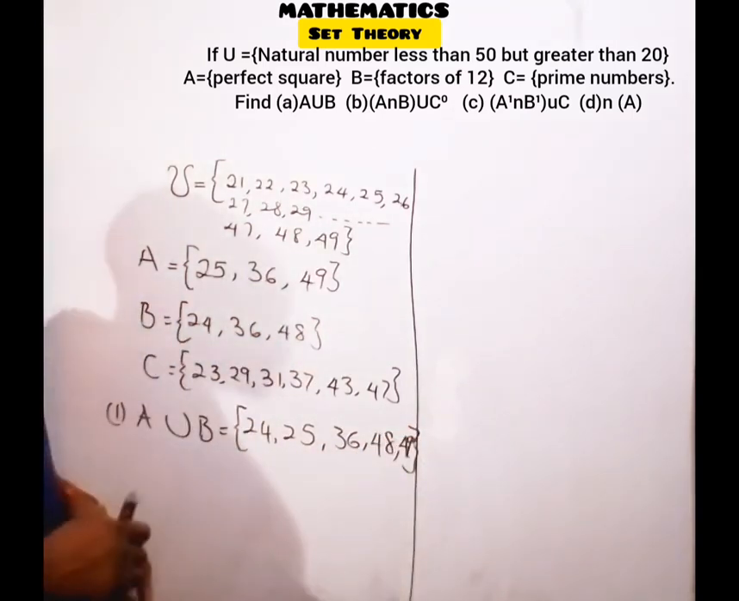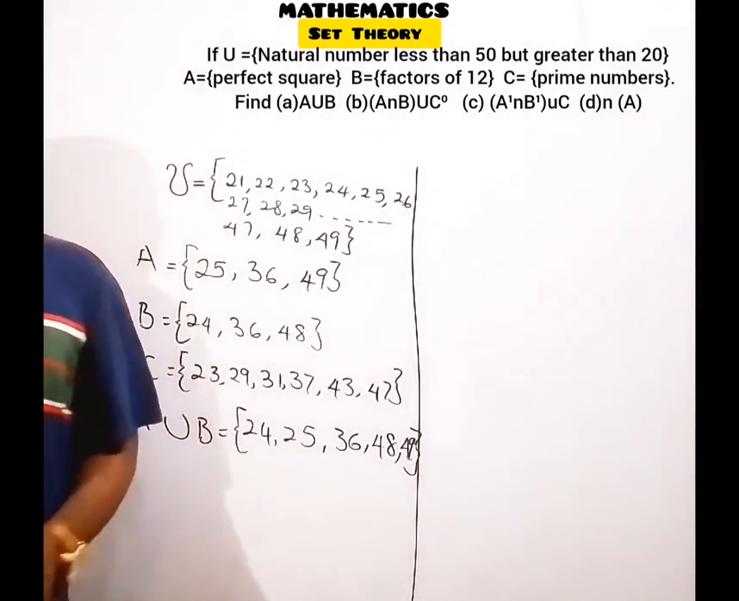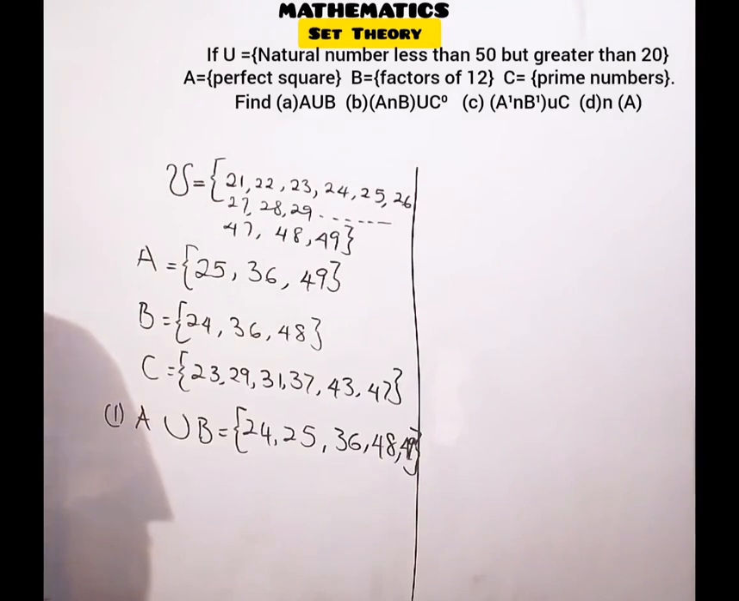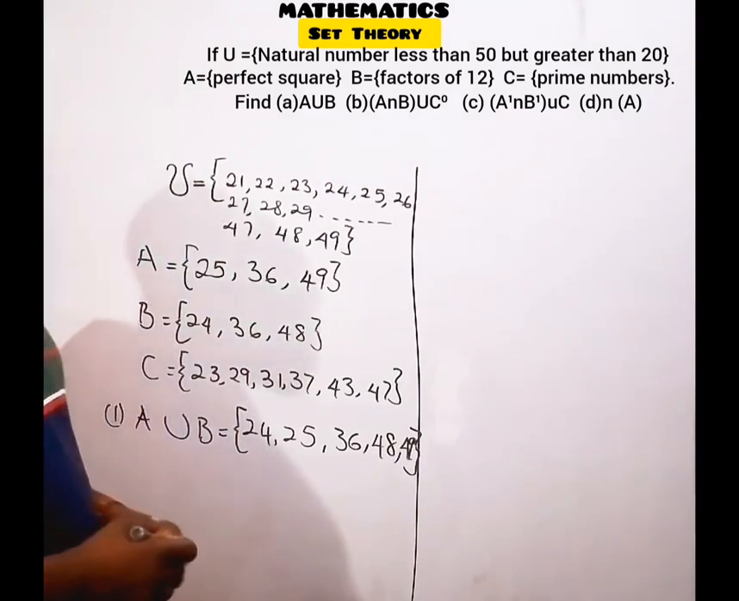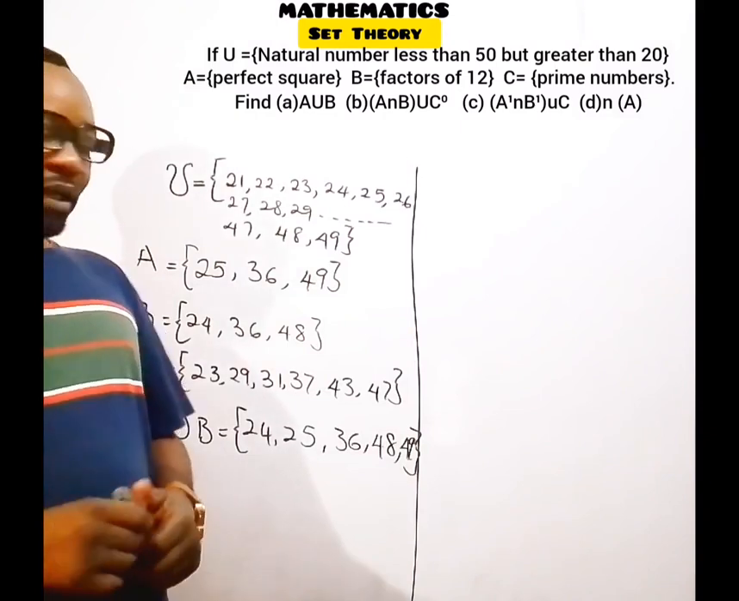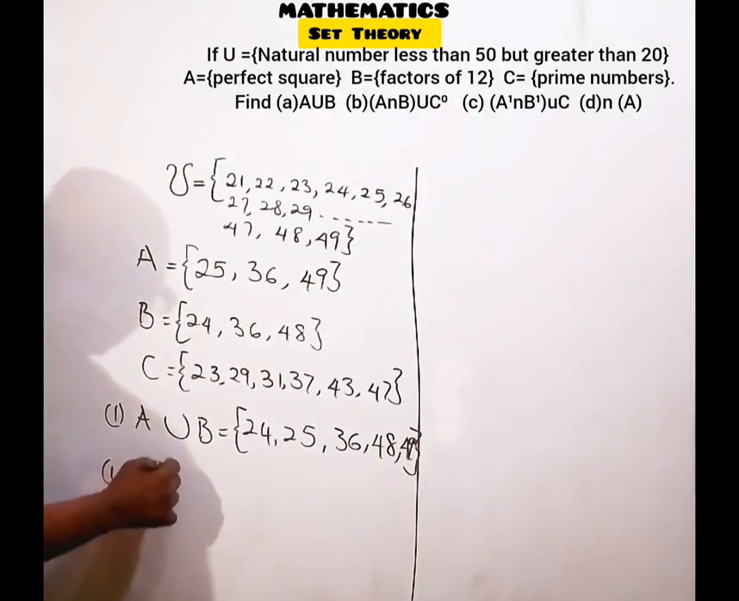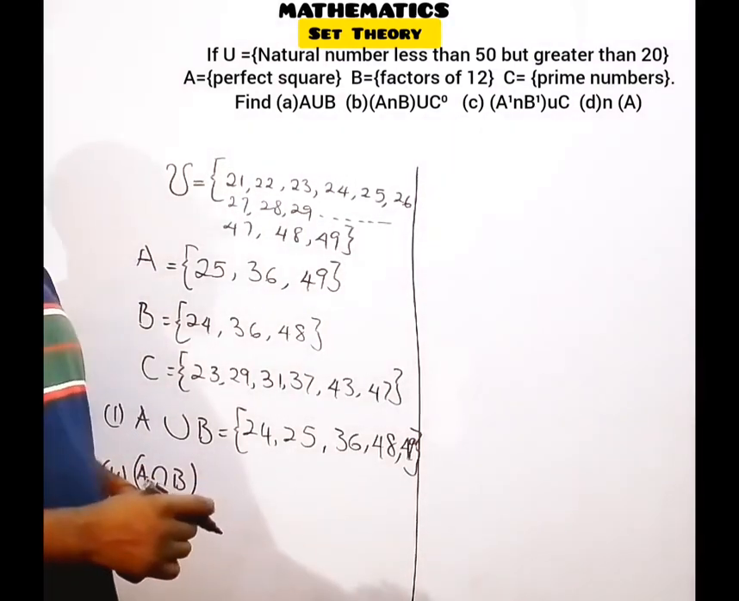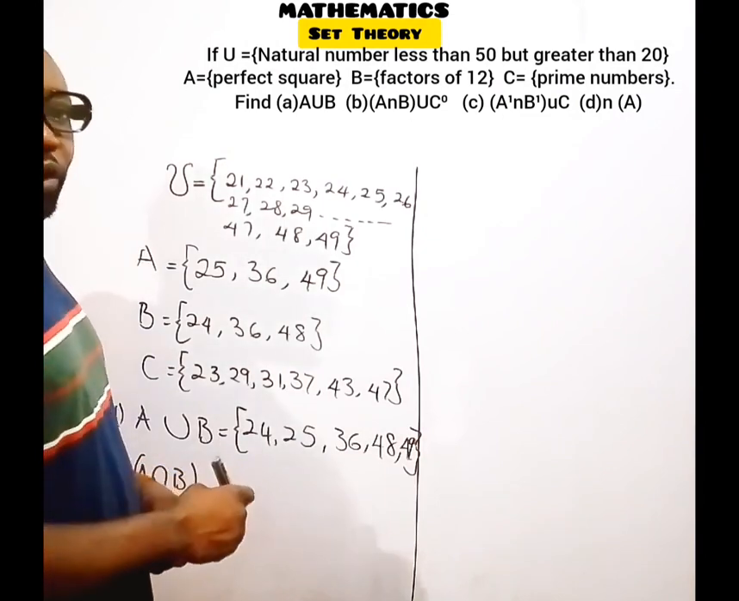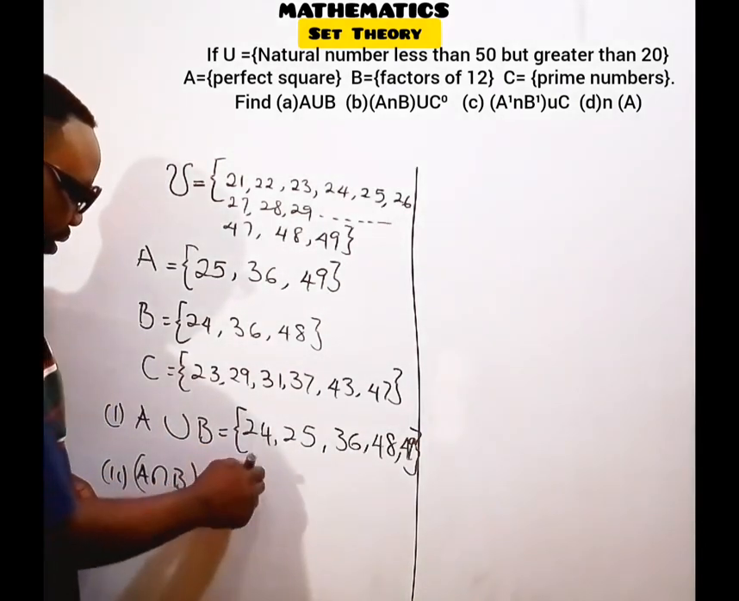That is the value of our A union B. The next question says we should find the value of A intersection B, put it in bracket, union C complement.